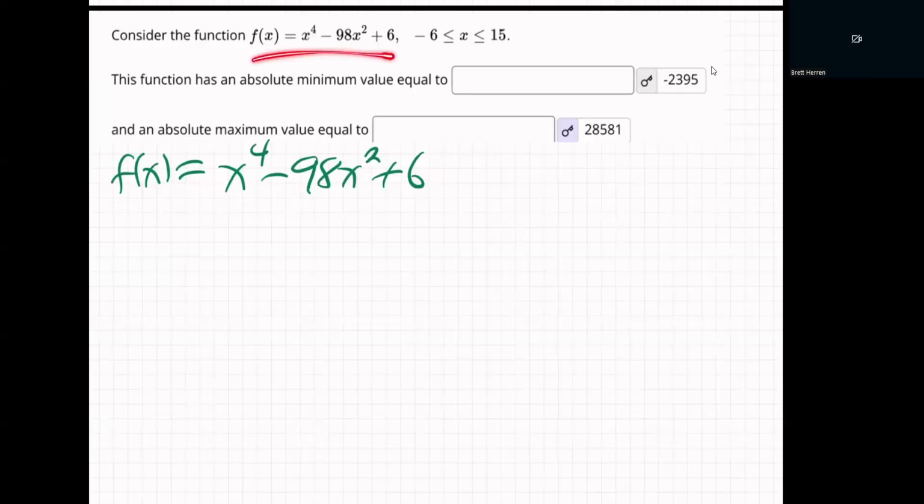On this question, they give us a function. They want us to find absolute max and min. How do we do it? Well, we start with the derivative. No surprise there, huh? Bring that down.